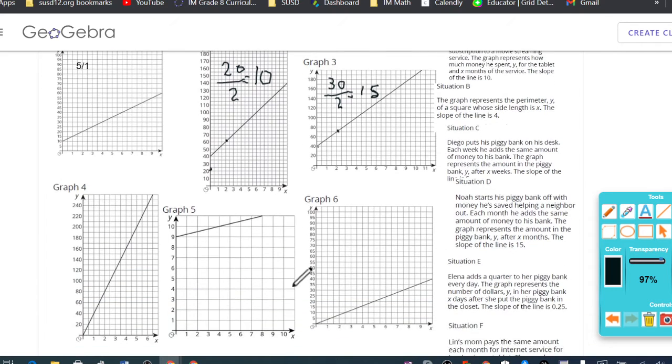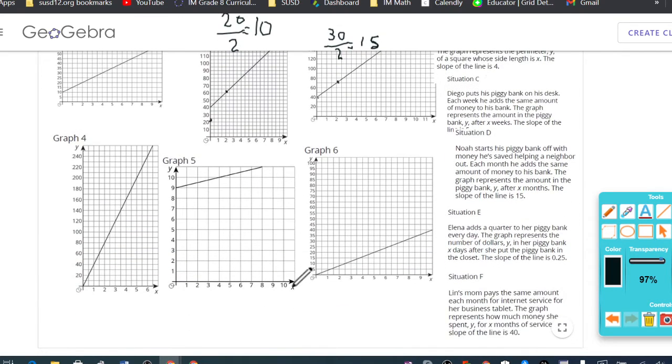Okay, let's keep going. Find the slope of all 6 of these, and then next we'll read the situations. This line starts at the origin. Here's a point that's easy to read right here. And the vertical change is 40 units up.